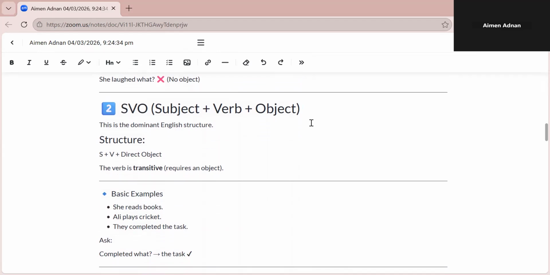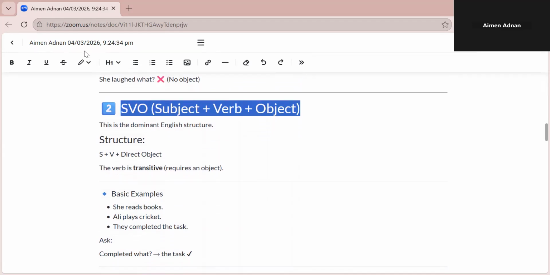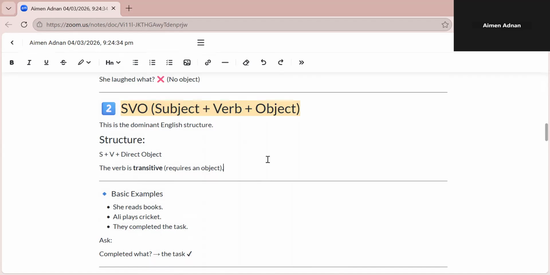So I think you're clear about the first type of sentence structure. We will move on to the second one, which is the SVO structure. Very important and the most dominant structure in the English language is the SVO structure. Now the SVO structure is subject, verb, plus the direct object. Now here you have an object, which is the direct object.